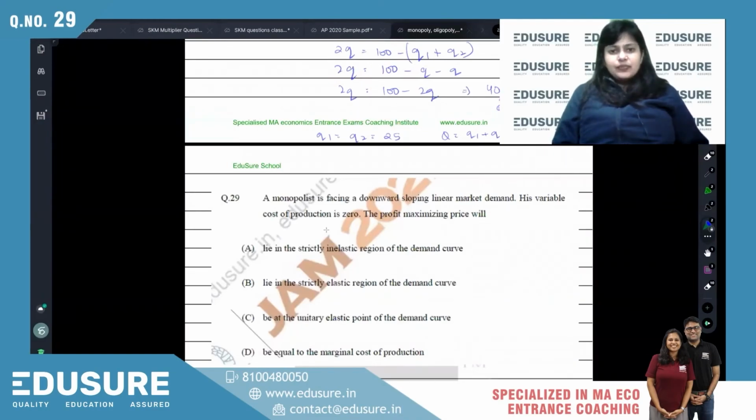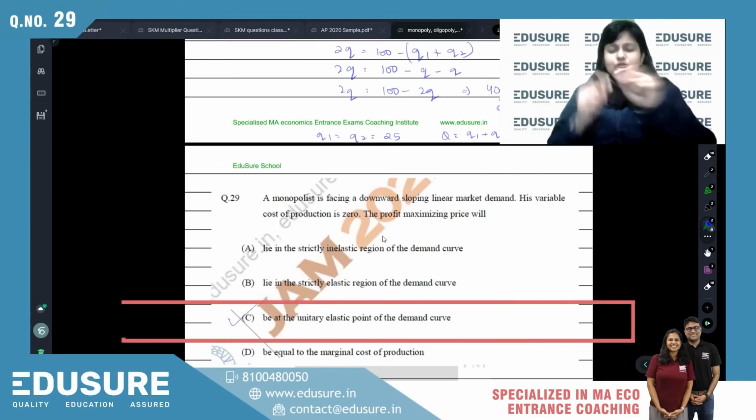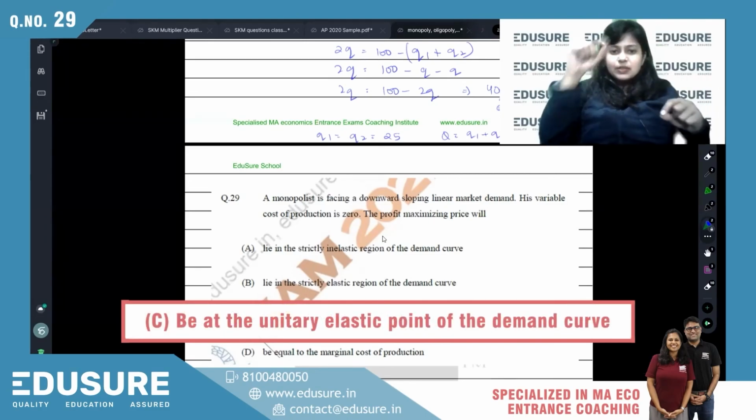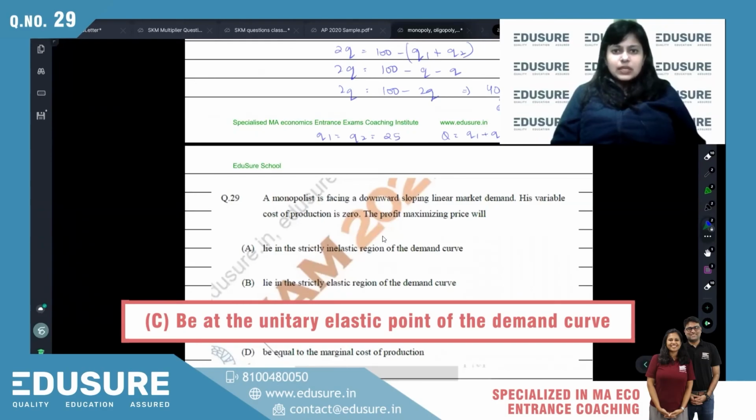So question number 29, a monopolist is facing a downward sloping linear demand curve. His cost of production is 0. So that is why he's going to produce at the point where MR is equal to 0, and that is at the middle of the demand curve. And so the answer is going to be unitary elastic and that's going to be basically the midpoint of the demand curve. That is where MR is equal to 0, and that's the midpoint. So the answer is going to be C, unitary elastic.